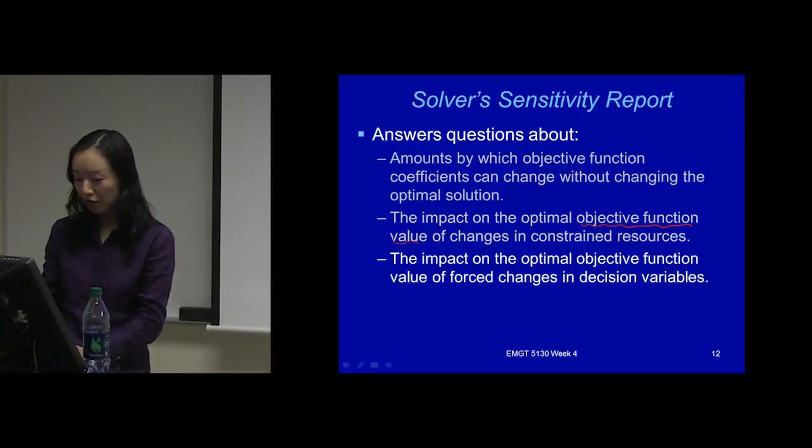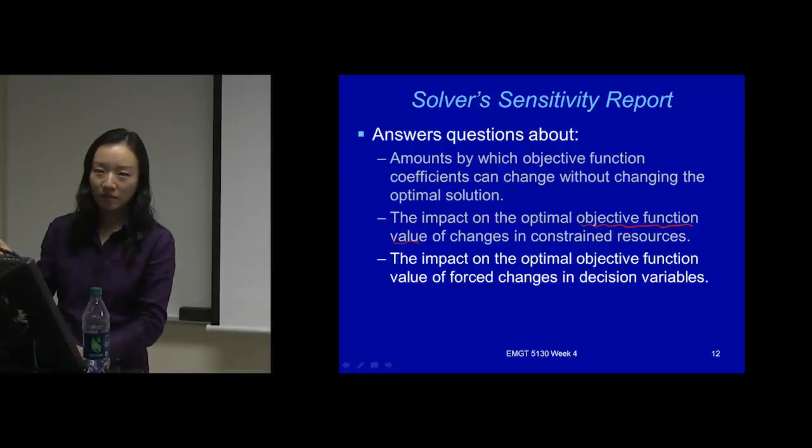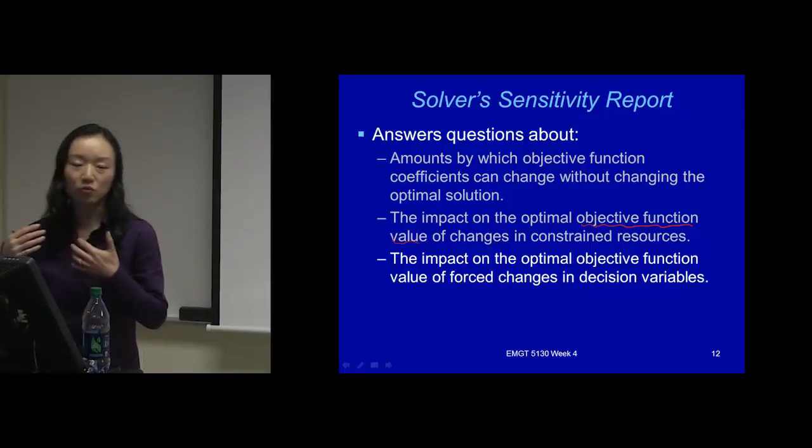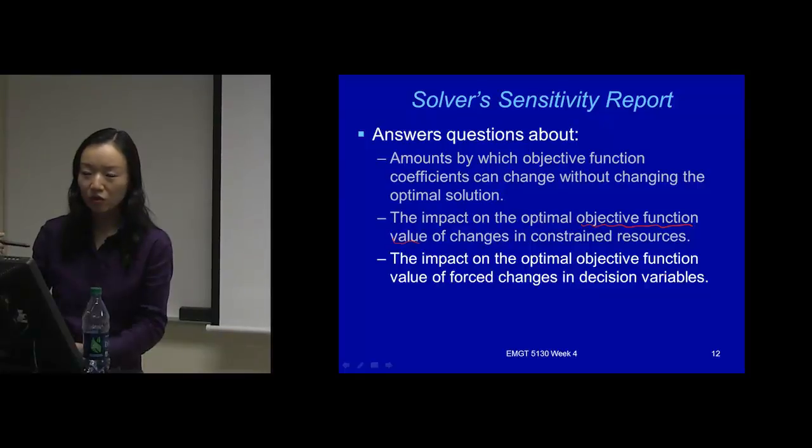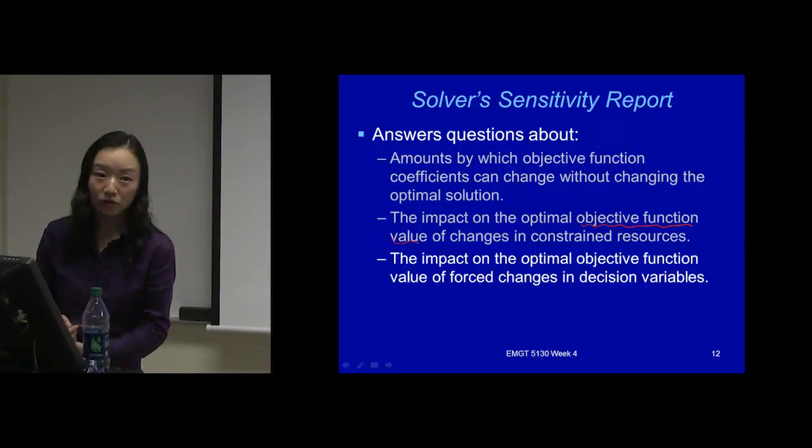Third, the impact on the optimal objective function value of forced changes in decision variables. Say a decision variable result is 0. In the Blue Ridge hot tub example, if one of them is 0, that means we're not going to produce any of that hot tub. What if the company says, just for strategic reasons, we want to produce this, even though it's not going to make more money for us? We just want to develop this new product. How much impact will that have on our total profit? Sensitivity analysis will tell you.